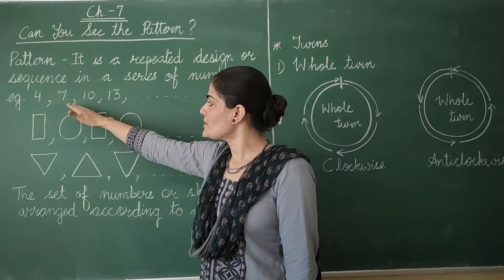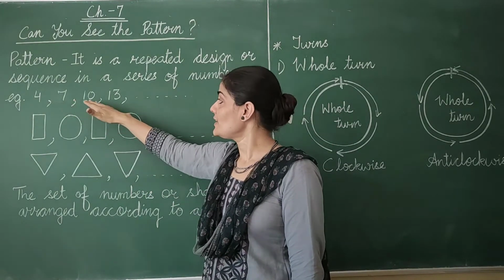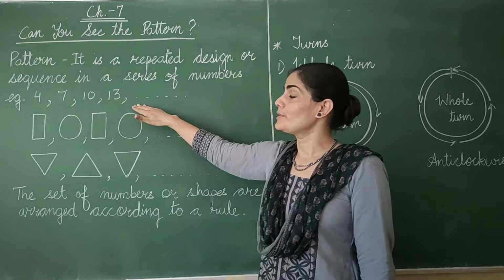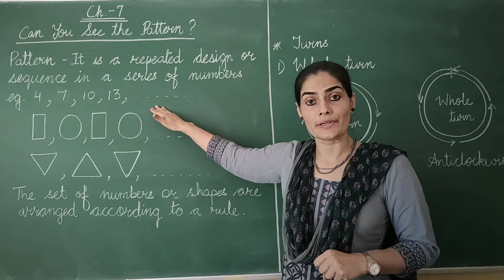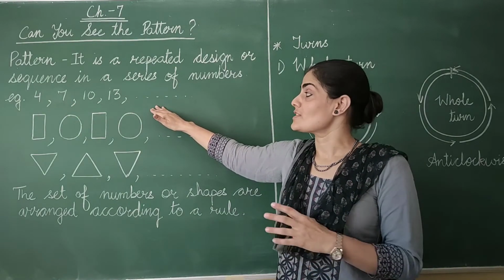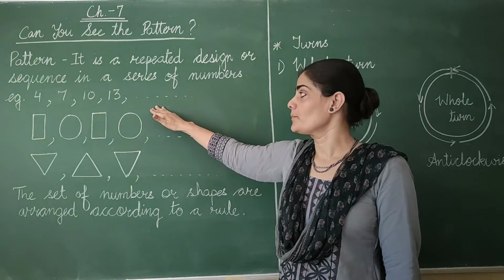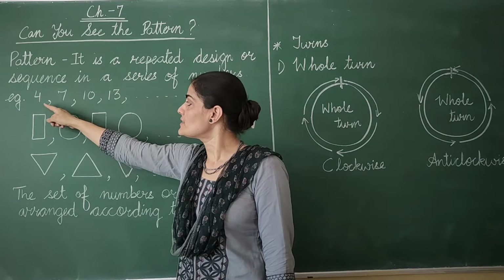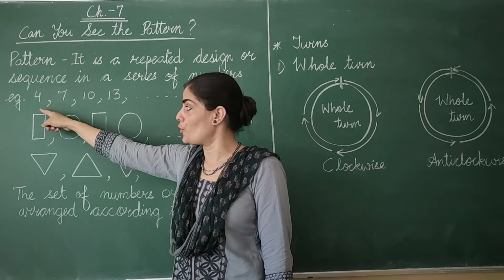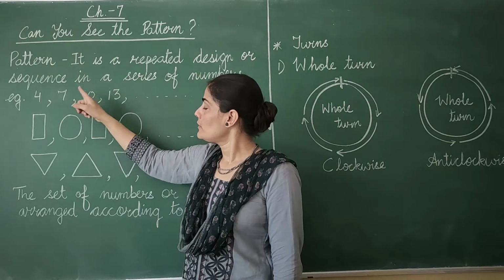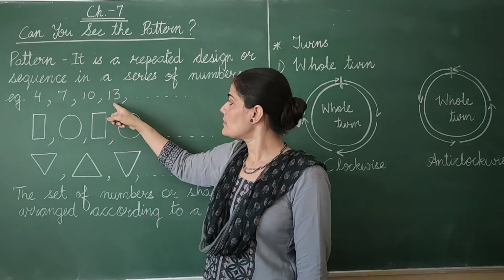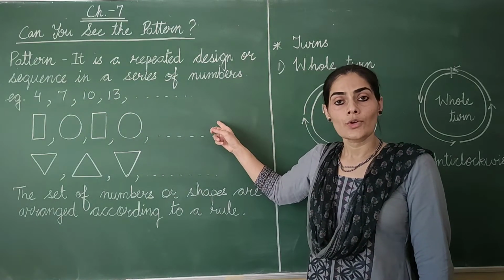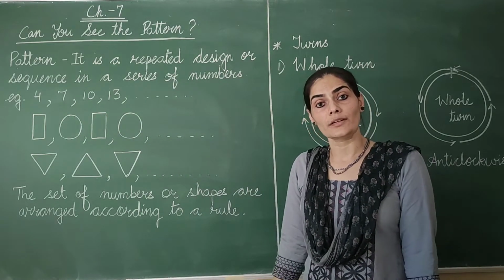Look at the first example. What do you see? That in this example, we have used the numbers. Fine. So this is a number pattern. Now, just observe what is happening. The first term or the first digit is 4, then it's 7, then it's 10, then it's 13 and so on. So what do we observe from here?